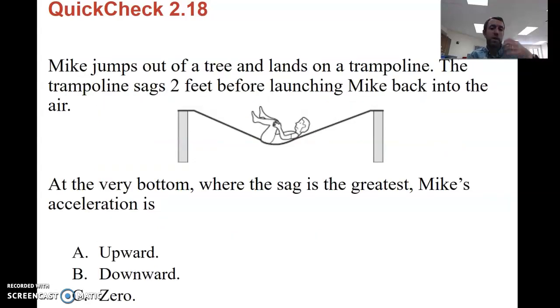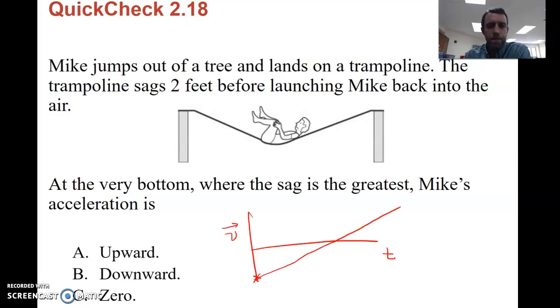Mike jumps out of a tree and lands on a trampoline. The trampoline sags 2 feet before launching Mike back into the air. At the very bottom, where the sag is the greatest, what is Mike's acceleration? Is it pointed upwards? Is it pointed downwards? Or is it 0? So this is a good point to pause and really think about this. But I'm going to take some time here and talk about it. And we're going to draw some graphs and think about what we should be focusing on.